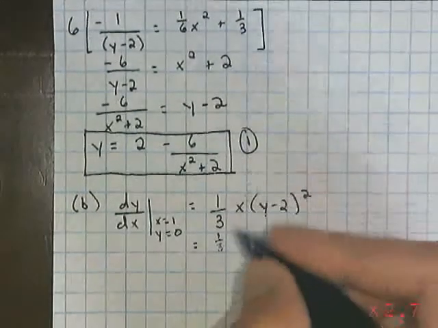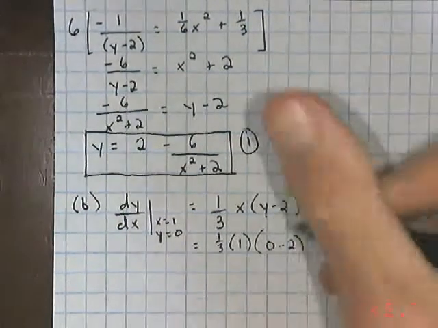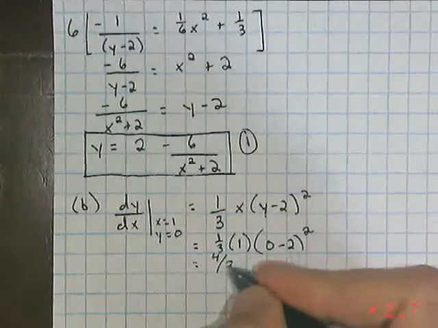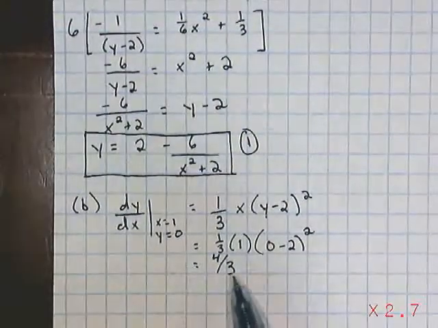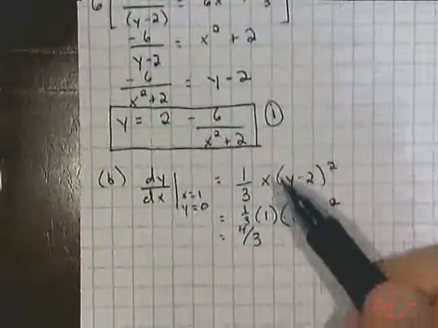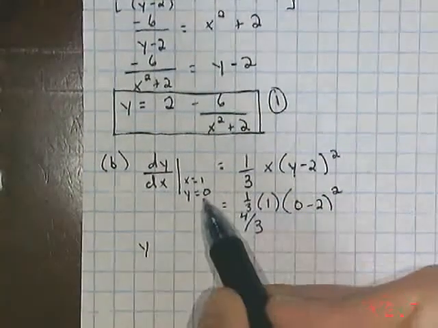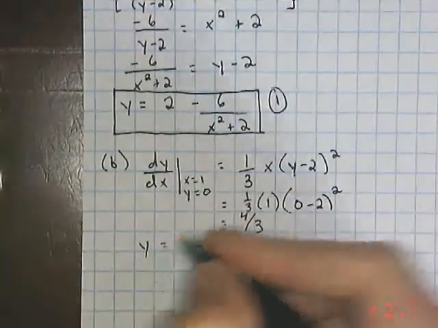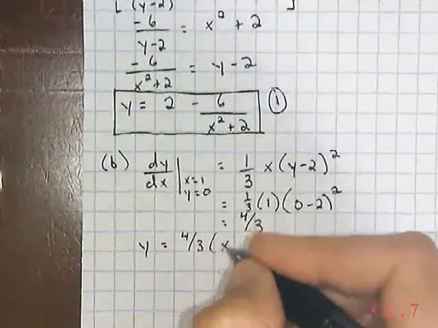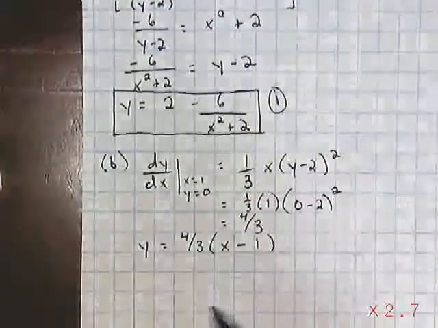So 1/3 times 1 times (0 minus 2) squared, which turns into 4/3. So our slope is 4/3, and the equation of our line can use point-slope: y minus y1, well, y1 is 0, is equal to m, which is 4/3, times x minus x1, which is 1. So there's our line.